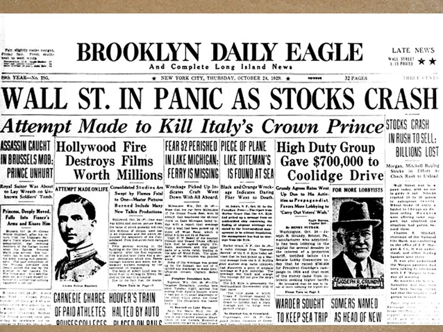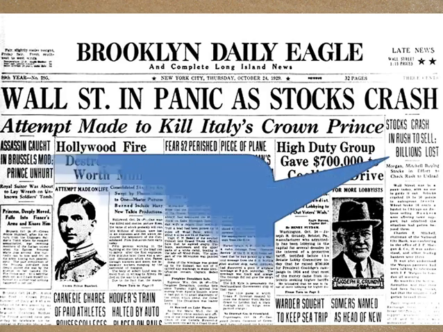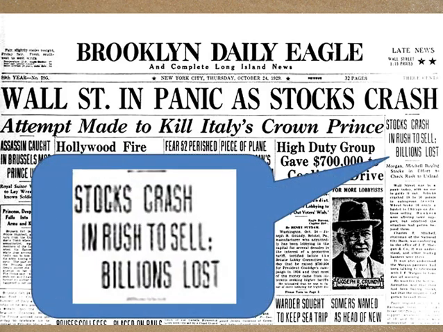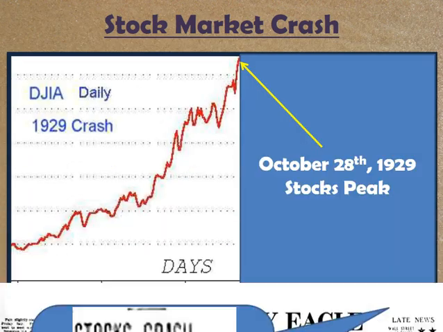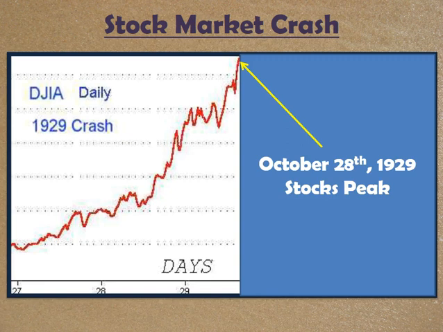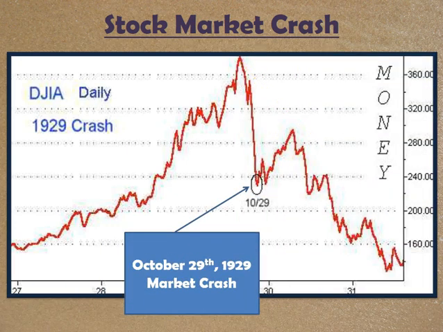We get the stock market crash. It is one of the darkest days in American history because the stock market crashes. Everybody's so quick to try to sell off what they've got, they end up losing billions of dollars. So we can see that the stock market, up until October 28, 1929, where the stock market peaks, stocks are going up in value, people are doing well, and then it crashes, and then it goes down.